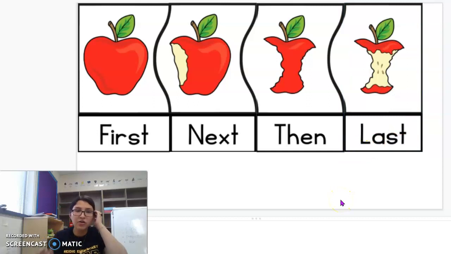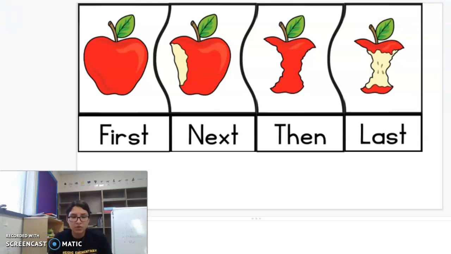Pay attention to the clue words: first, next, then, last; first, second, third, fourth; or sometimes for last they say finally, okay? Use the pictures, and also use your knowledge of what is happening in the story, okay?